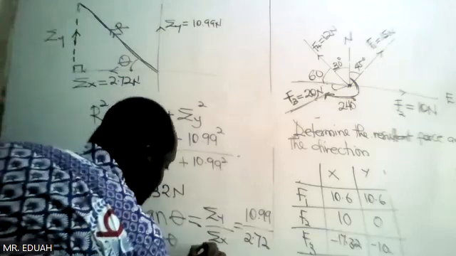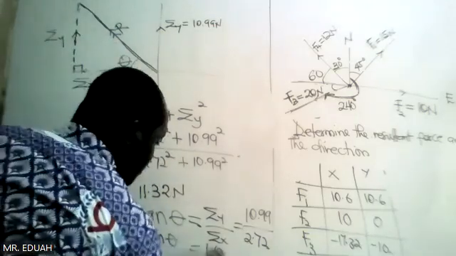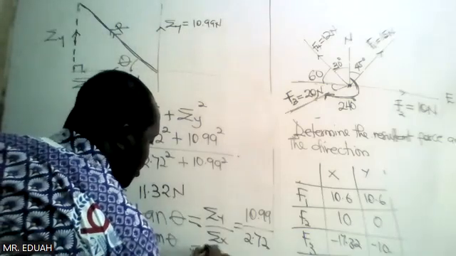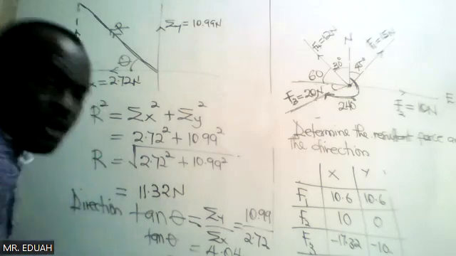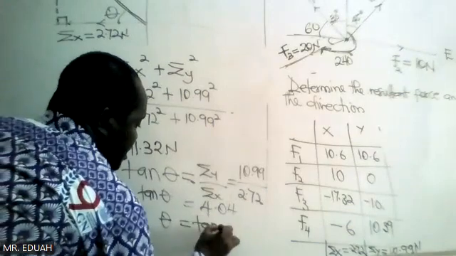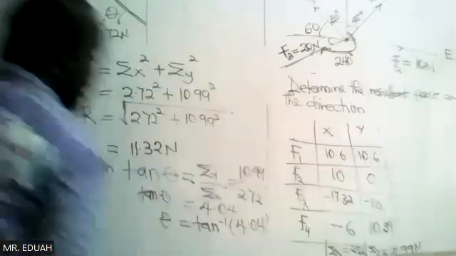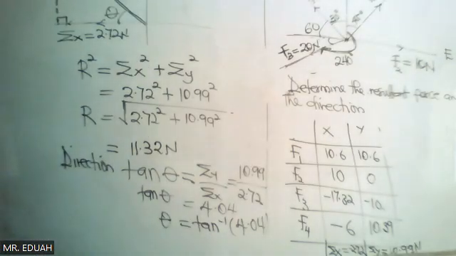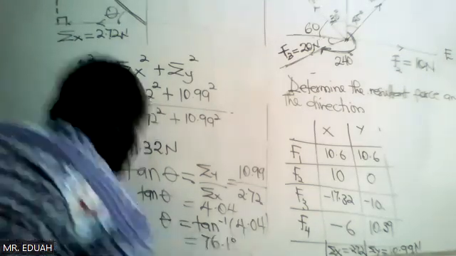4.04. Then theta will be equal to, take the tan inverse of what you have. The tan inverse of 4.04 is 76.1. 76.1 degrees.